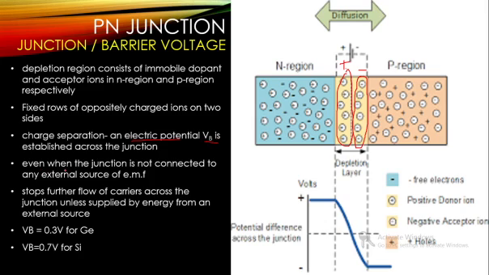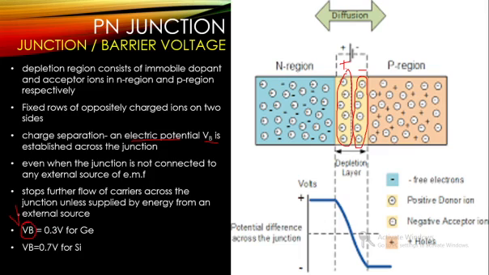So the charge separation, even when the junction is not connected to an external source, means there will be a voltage across the junction. It will further stop the flow of charge carriers across the junction, and hence we give it the name barrier potential, or the junction voltage. It is written as V suffix B.